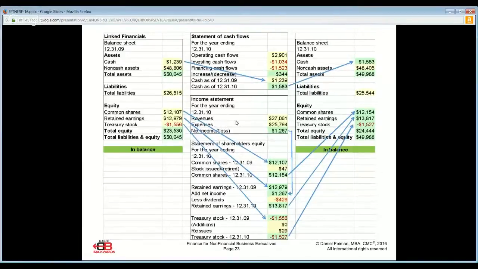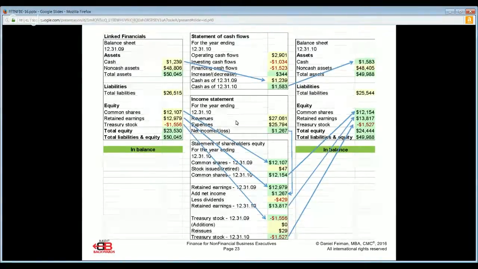Total assets are 50,045. Total liabilities and equity, 50,045. Good. They do balance. And by the way, if you look below that, and you'll see in your Excel model, that's a cell with an if statement in there.